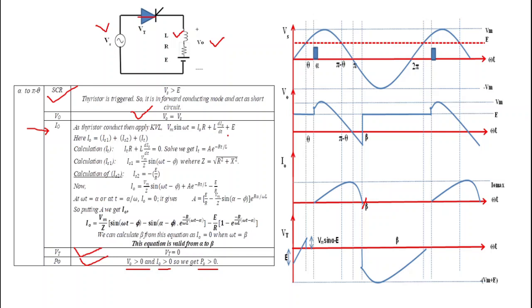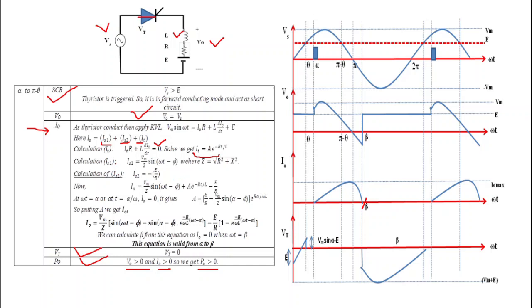Here this output current I0 has three components. The first is steady state component 1, the second is steady state component 2, and the third is the transient component IT. For IT, we simply put the LHS of this equation equal to 0 and replace I0 by IT, so we get IT R plus L dIT by dt equals 0. On solving this, we get IT equals A e to the power minus Rt by L.